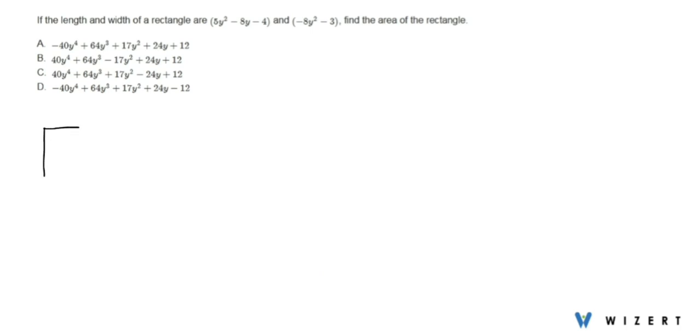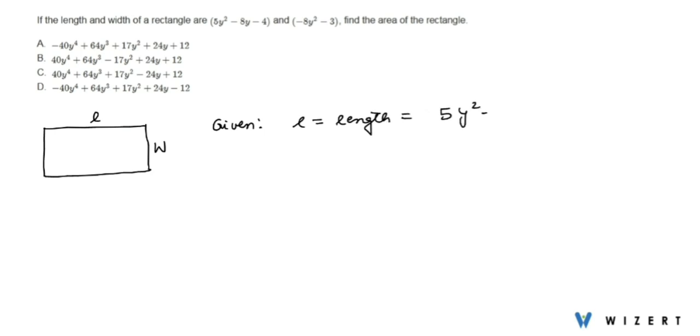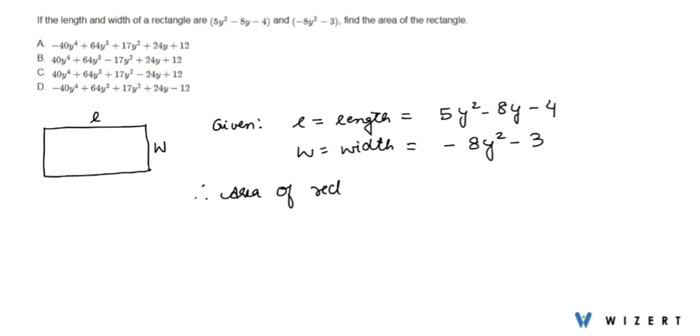So let's say this is our rectangle having length as L and width as W. It is given that the length, let's say L, is 5y² − 8y − 4 and the width, let's say W, is represented by −8y² − 3. Now what we have to find out is the area of the rectangle.